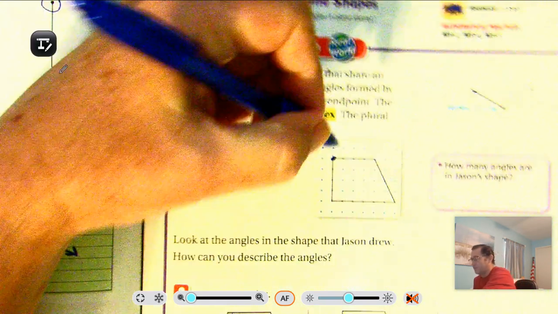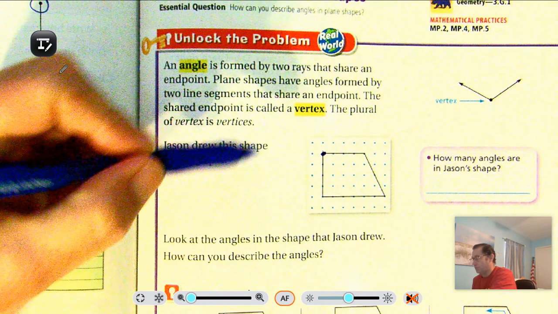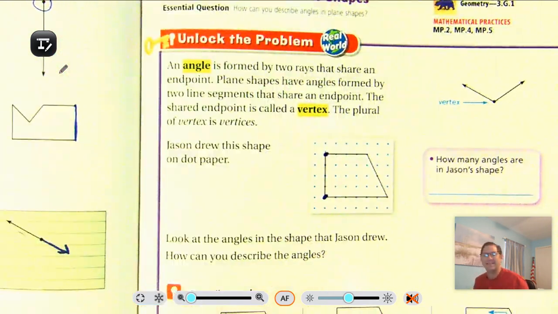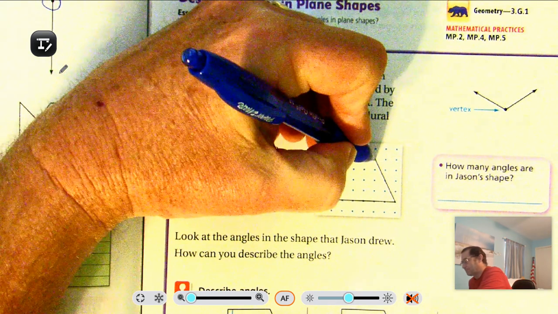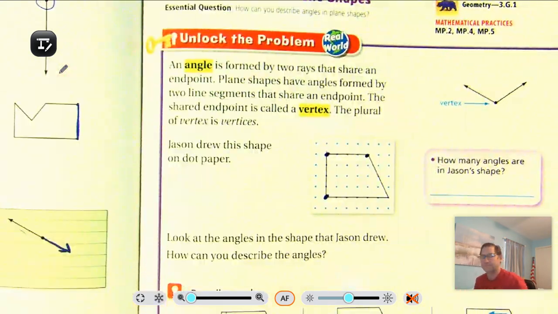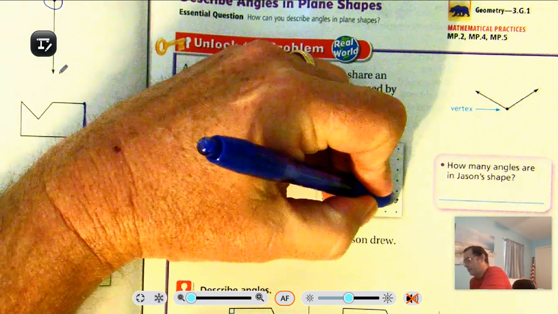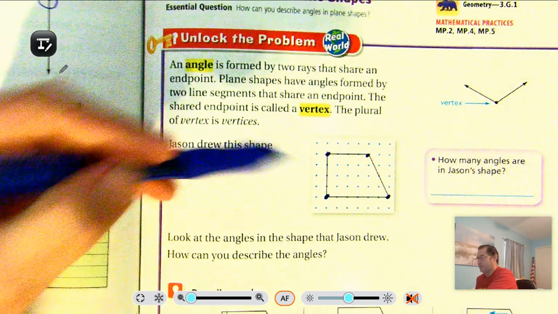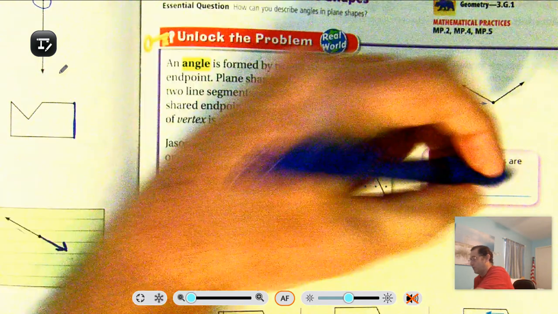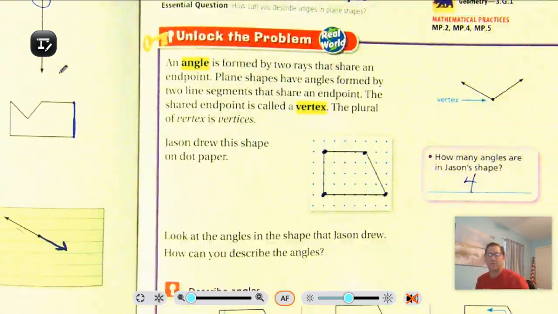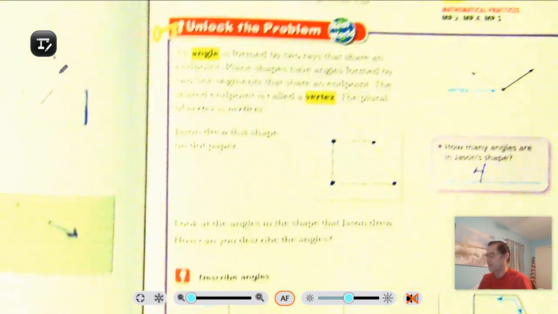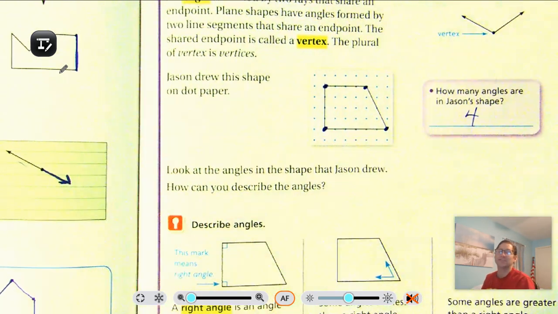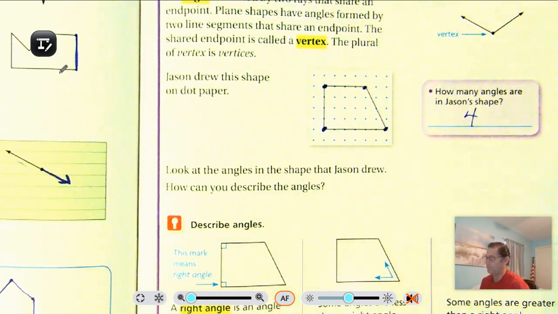So how many vertices are in this shape? Well, there's one here, one there. Think of it as corners. One there, and one there. So how many corners did Jason draw? He drew 1, 2, 3, 4. So he has 4 angles in his shape. Now, look at the angles in the shape that Jason drew, and how can we describe the angles?